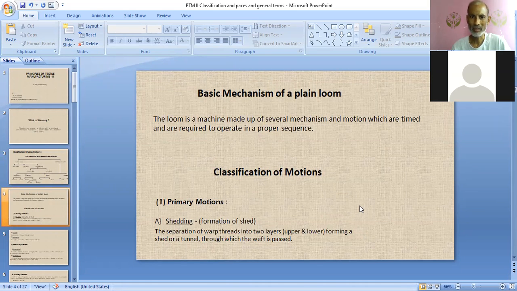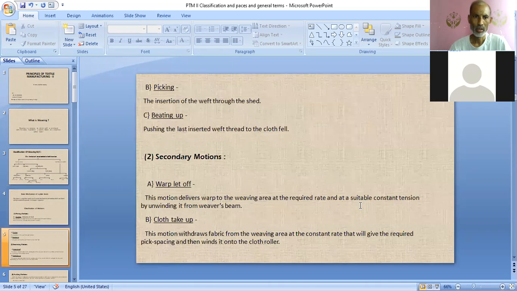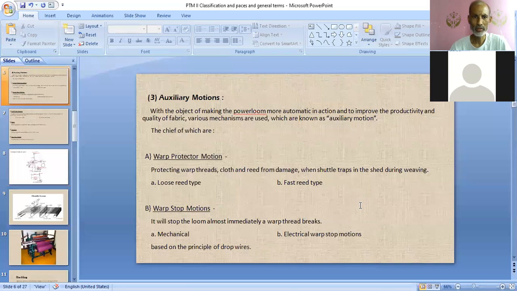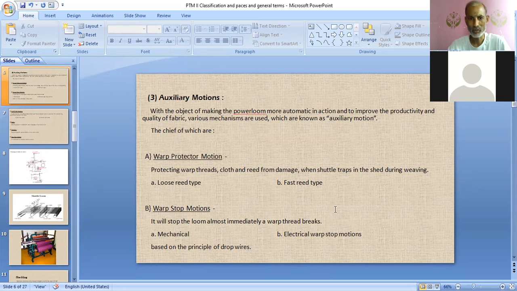In the basic mechanisms or basic motions, we have classified them into different categories: primary motions, which are shedding, picking, and beating up. Then secondary motions, warp let off and cloth take up. Then auxiliary motions. There are several auxiliary motions which vary from loom to loom. But basically, the most important auxiliary motions assist the main primary and secondary motions and improve the quality of the fabric as well as the production of the loom.